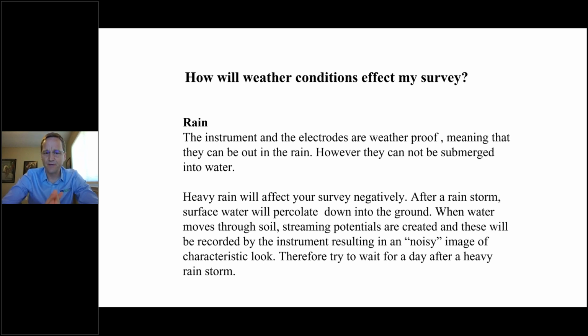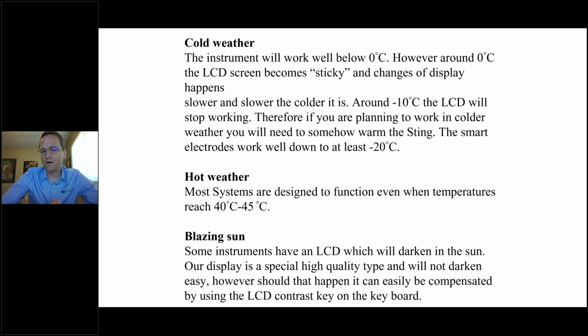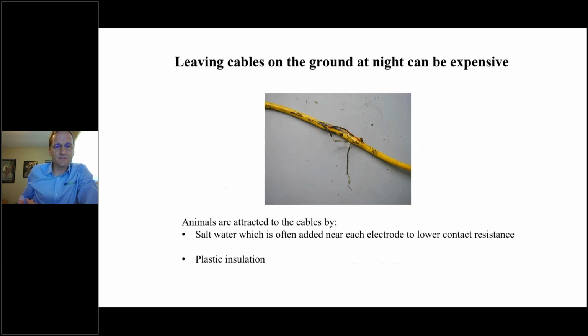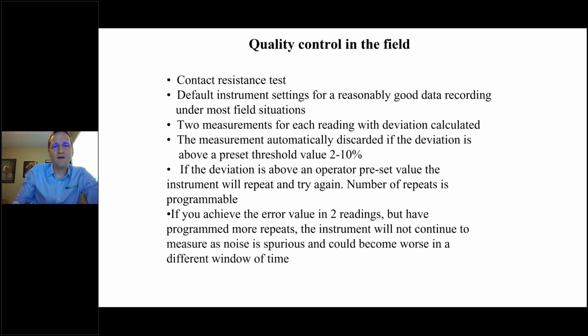So it's best to shield it from any type of rain and actually not work in the rain. We don't recommend it, but you can if you're really in a pinch. And also with hot weather, protect it from blazing sun so you can see that screen. And of course, thunder and lightning have obvious issues. Leaving cables out overnight, the plastic or wires is attractive to animals, so you'll need to watch out for that. And these are just the basic QC steps.